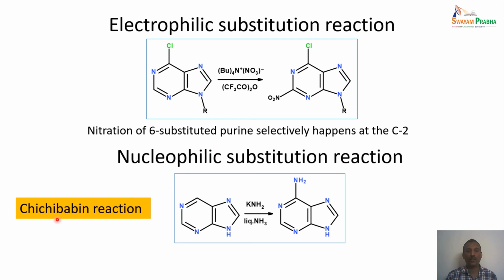And another reaction is the Chichibabin reaction. In this case, the introduction of the amino group takes place in the presence of potassium amide and liquid ammonia. This reaction again involves a ring opening, ring closing mechanism. The reaction actually introduces an amino group into the purine.